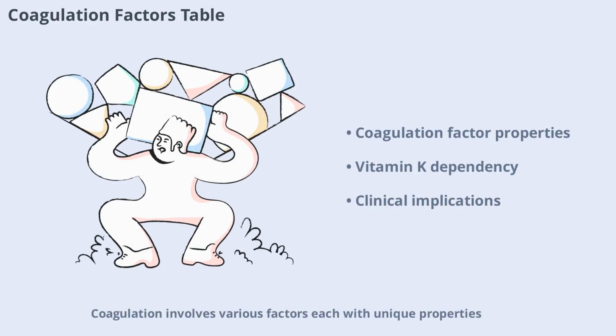Coagulation involves various factors, each with unique properties. For example, fibrinogen has a half-life of 1.563 days and is synthesized in the liver. Prothrombin, also produced in the liver and brain, is vitamin K dependent. Other factors such as tissue factor, calcium, and proconvertin play distinct roles in the coagulation cascade. Understanding the biosynthesis, half-life, and vitamin K dependency of these factors helps clinicians manage bleeding disorders and select appropriate therapies. This knowledge is especially important when treating patients with liver disease or vitamin K deficiency.